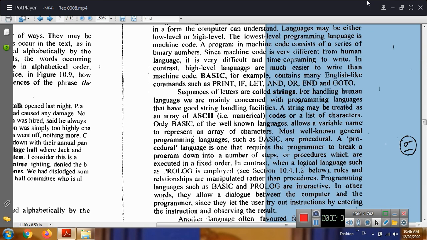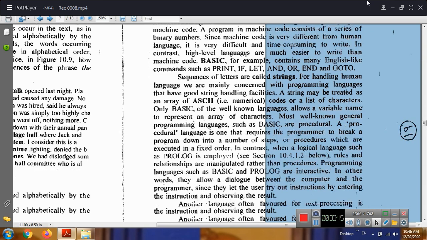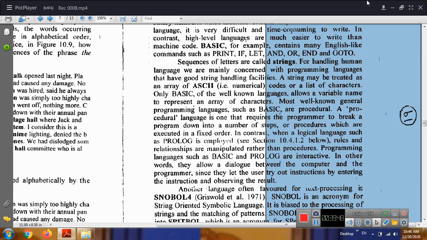They are interactive. In other words, they allow a dialogue between the computer and the programmer, since they let the user try out instructions by entering the instructions and observing the result. Another language often favored for text processing is SNOBOL. Here we read about BASIC and Prolog as language processing or text processing languages. Another is SNOBOL.